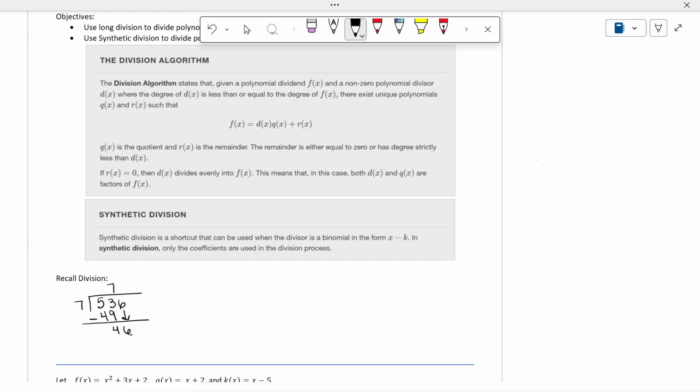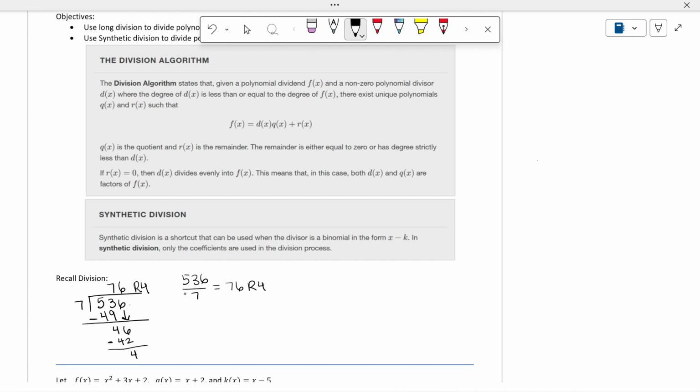7 into 46, I can get as close as 42. 6 times 7 is 42. We subtract these two lines and we get a 4. I either need to go into decimal territory, or I need to stop and say I have a remainder of 4. Two different ways to write that. So now let's talk about what this means. We did 536, we divided it by 7, and we got 76 with a remainder of 4. That is one way to write it.